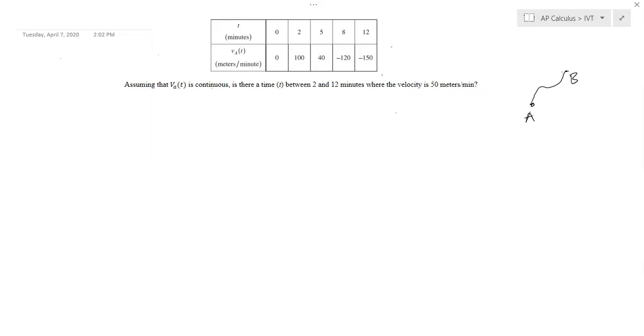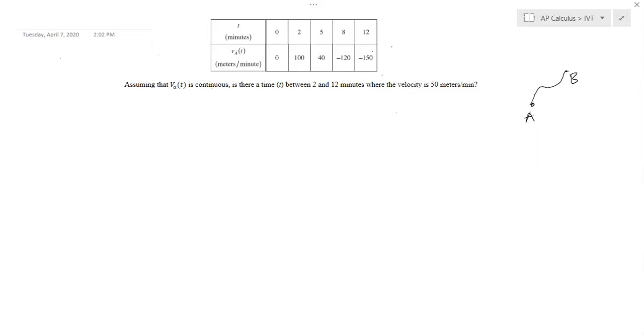Well, let's take a look at a data problem and what that might be looking at. In this case, we're given a data table. It should look familiar. We've seen this one in one of our FRQs this week. The question is just a little different. It says, assuming that velocity is continuous, is there a time t between 2 and 12 minutes where the velocity is 50 meters per minute? Well, we can see that at time 2, we're at 100, and at time 12, we're at negative 150. So obviously it is going to cross 50 meters per minute if our function is continuous, which it is.